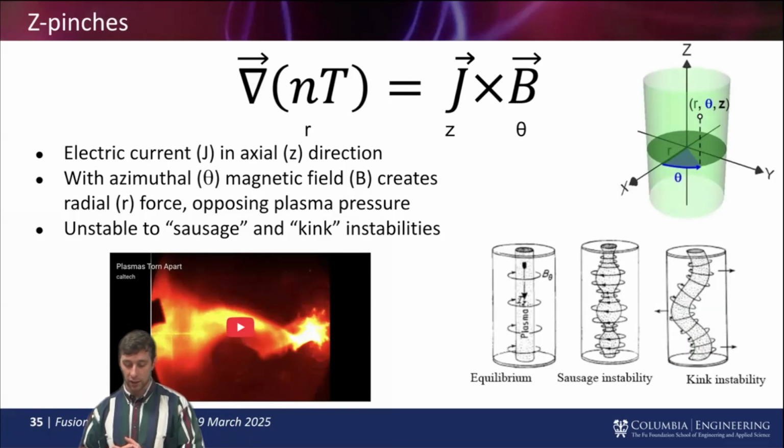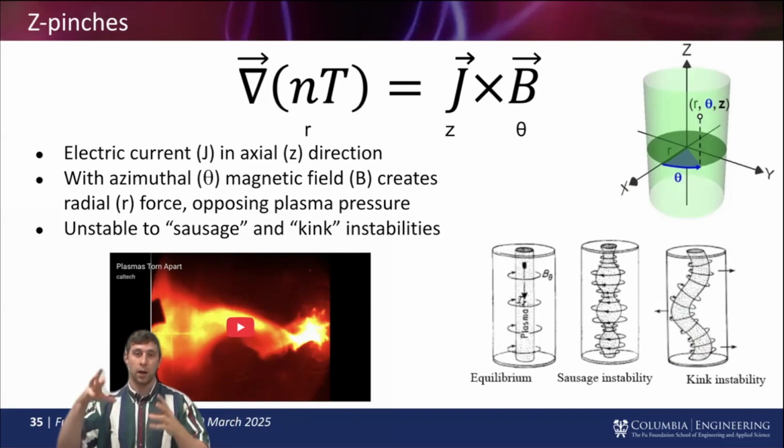You can see a mock-up on the bottom right of the slide showing that when you confine a plasma in this configuration, it keeps the plasma closer to the axis. Unfortunately, there are instabilities that can arise due to this confinement method.